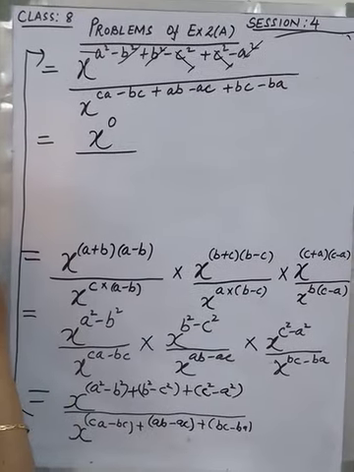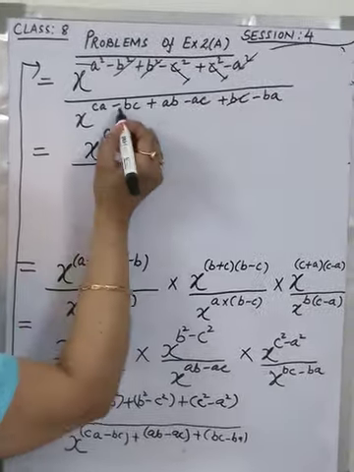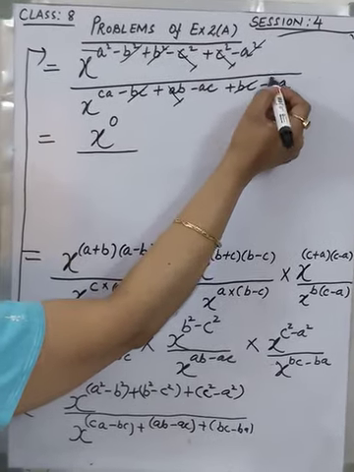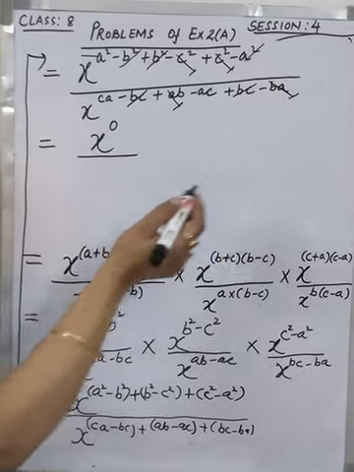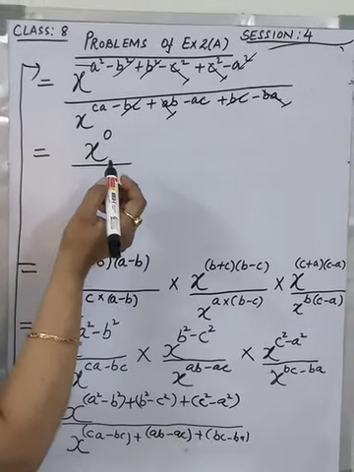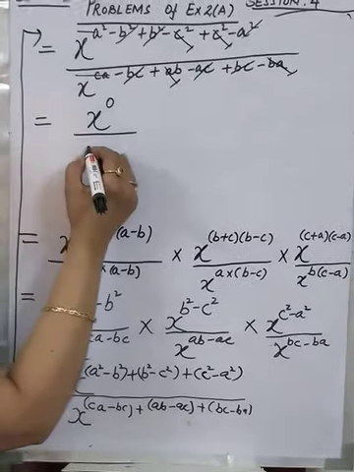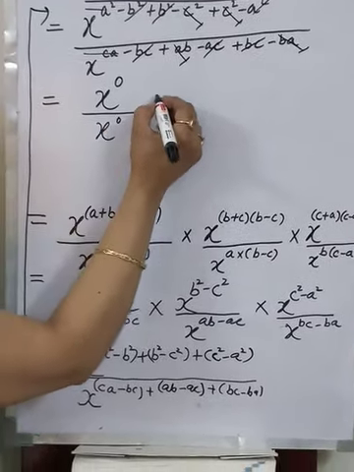In the denominator, what gets cancelled? bc with bc, ab with ba, whether you write ba or ab, both are the same. ca and minus ac also. So what are we left with? X to the power 0.